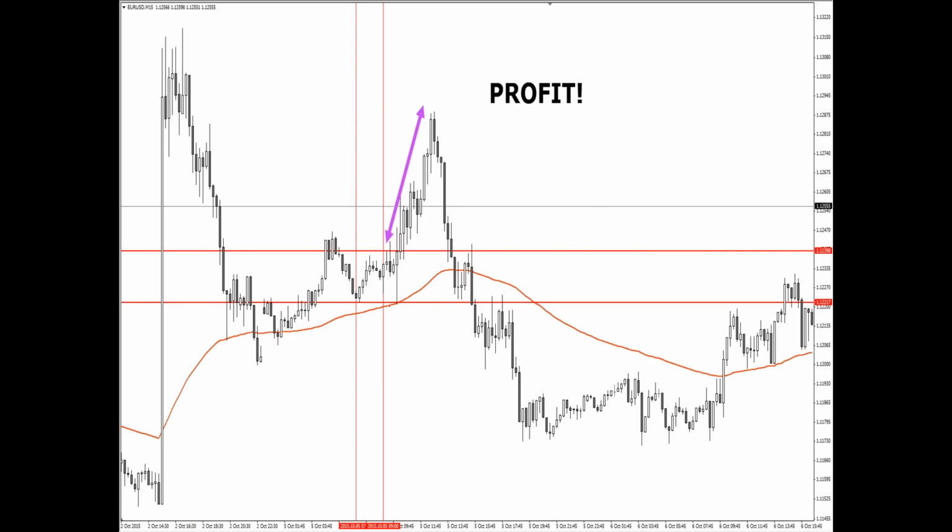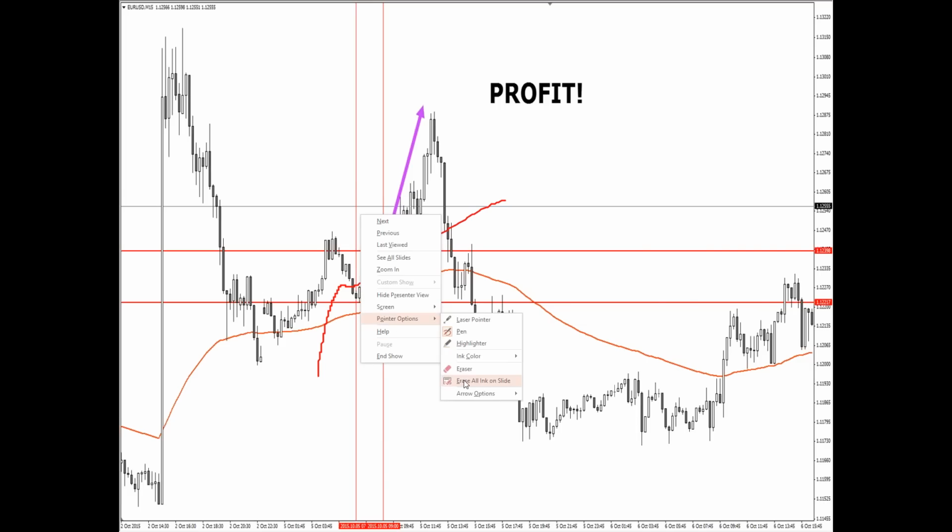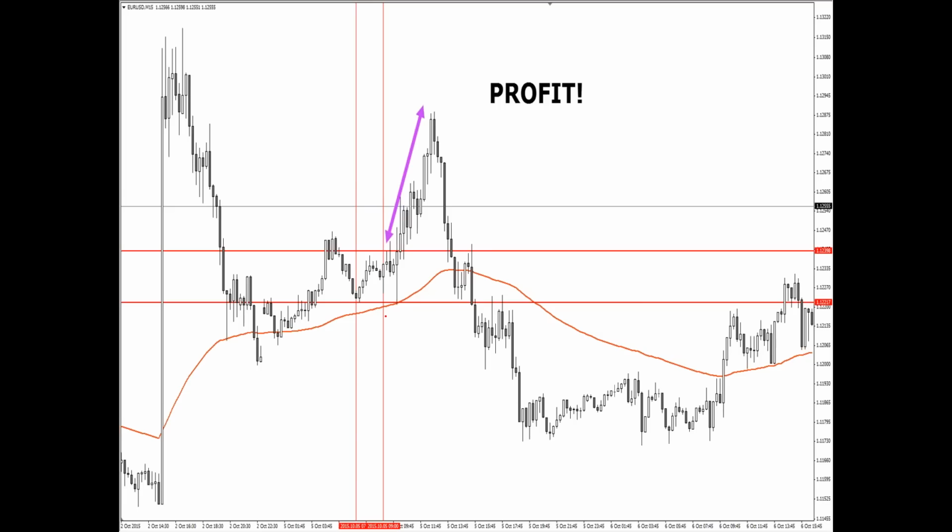The 89 EMA is below the box. It should never go in the box. If it pierces the box, then we don't take a trade. The rule is that the EMA should be either below the box or above the box, no in between. So we want to go for a buy trade. This is your trade.